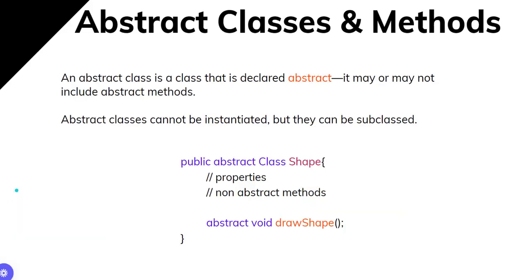An abstract class is a class that is declared using the abstract keyword. It may or may not include abstract methods. Abstract classes cannot be instantiated, but they can be subclassed.